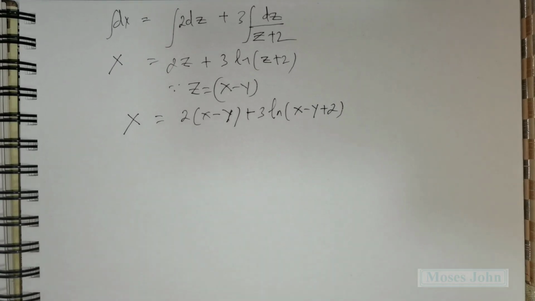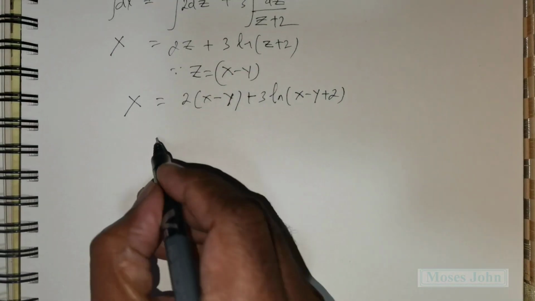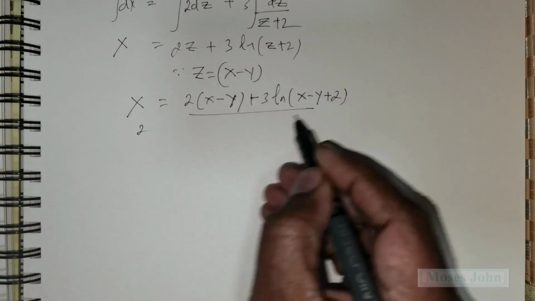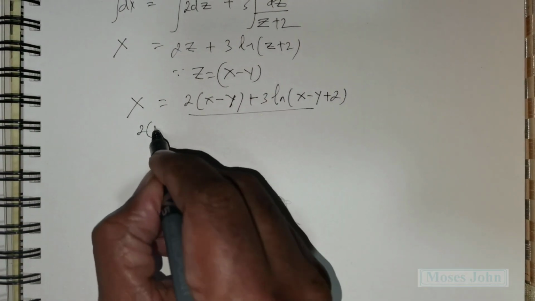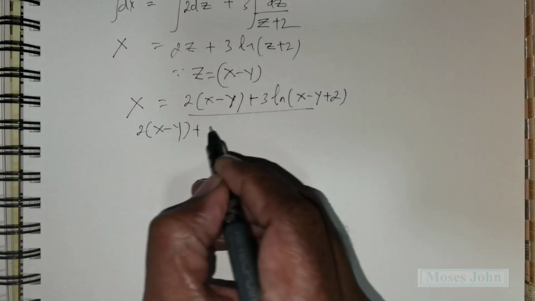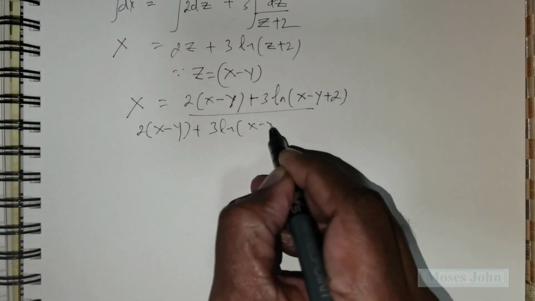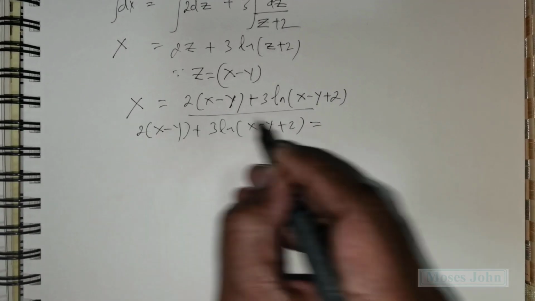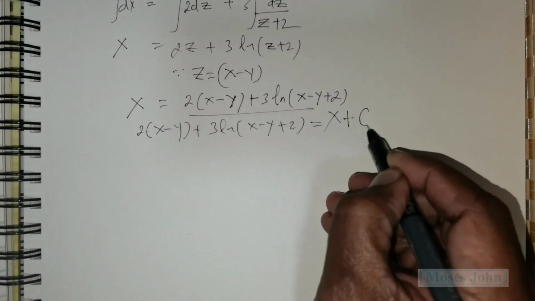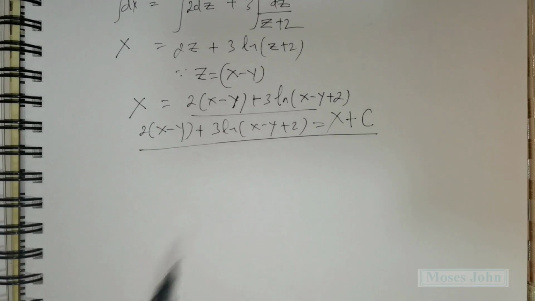Now I'm going to rewrite with all this quantity on the left, so that's going to be 2(x − y) + 3 ln(x − y + 2) = x + arbitrary constant. So this is the complete answer for this.